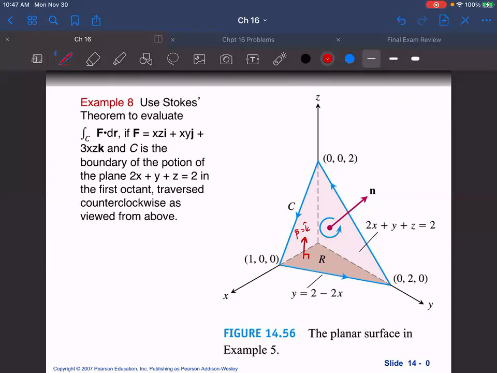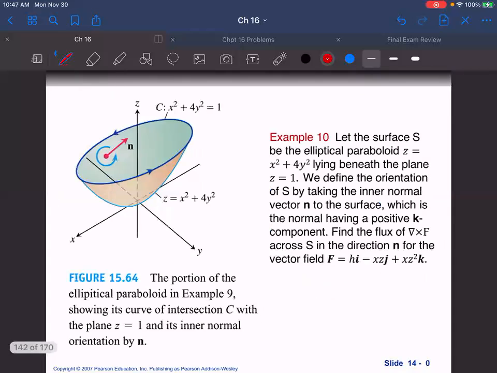Again, there's an example of one very similar to this in the chapter 16 problems that we worked out, or mostly worked out. At least I put out all the steps you have to do it.